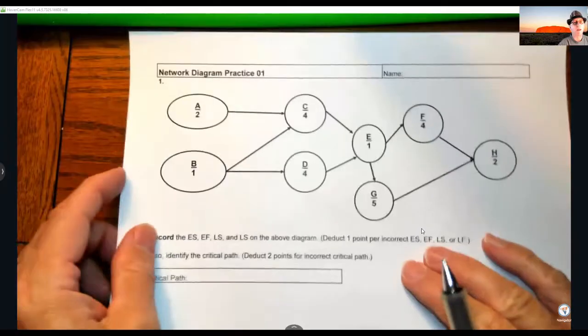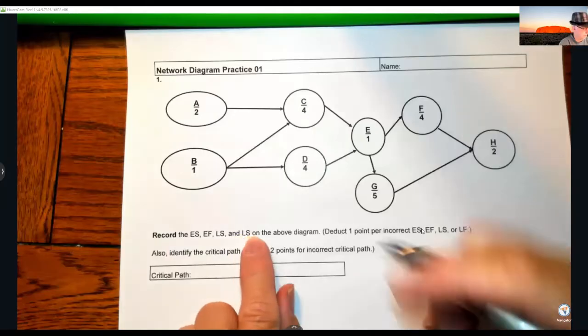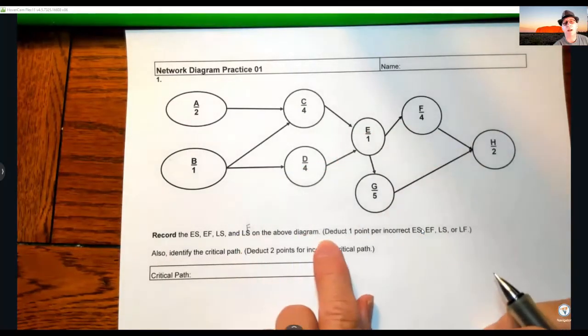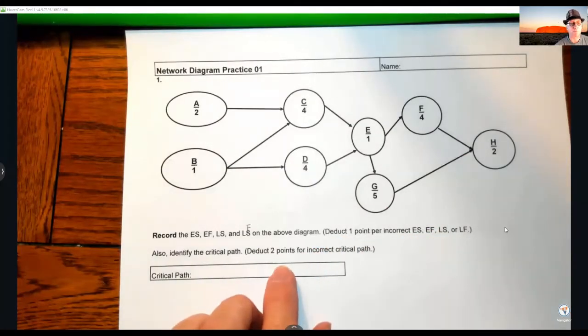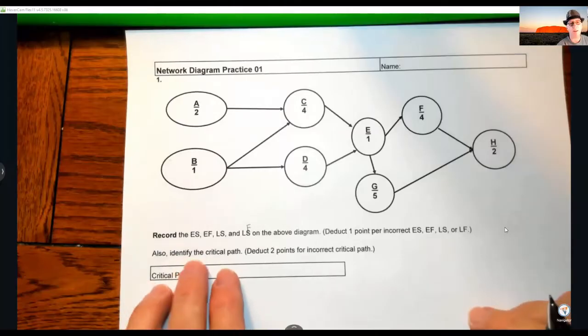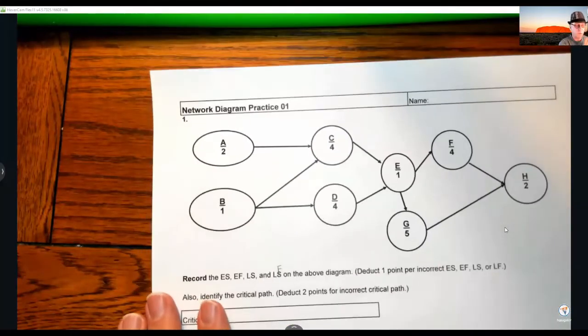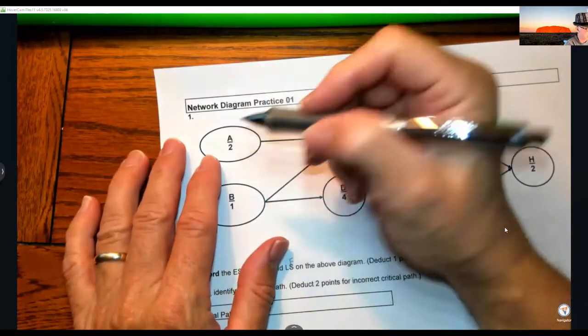It says record the ES, EFs, and I call these the E's, the L's. Oops, that should have been LF. All that time we never noticed that. On the network diagram above, that is what you'd get points deducted for. Also identify the critical path, again deduct 2 points. This is the general way of doing it. We've done this before in chapter 14.